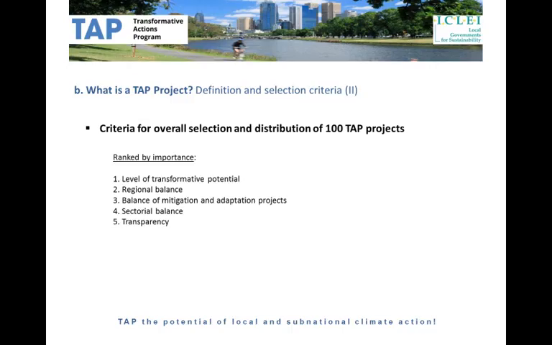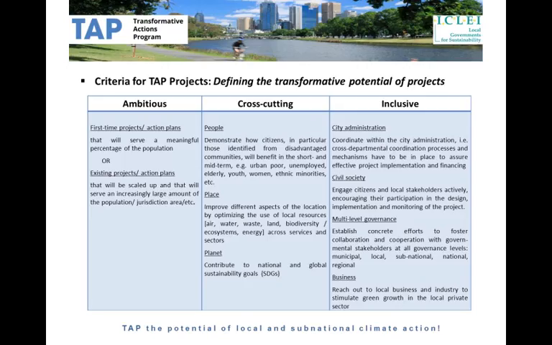The fourth point, we are looking for sectorial balance, so transport, energy, biodiversity, etc. And the final point, we are looking for transparency, that is how informed the different project applications are. Now looking at the individual projects, that is, on which basis are we going to select individual projects.